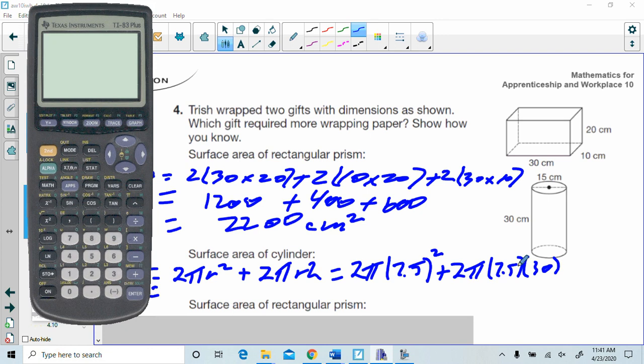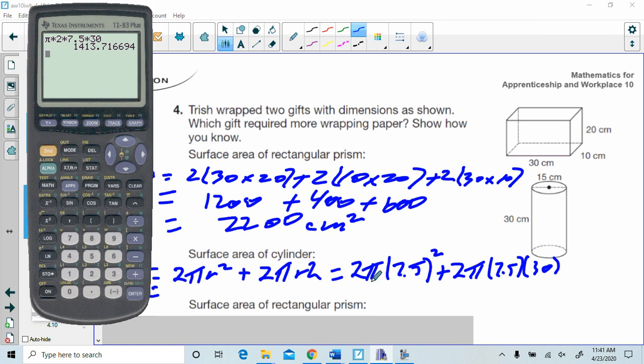Let's do the right side here. We'll get our pi in there first. So pi times 2, and then we'll multiply that by 7.5, and then we'll multiply that by 30. So that's the right numbers. Keep that there so you can see them all. Now we'll do the left side.